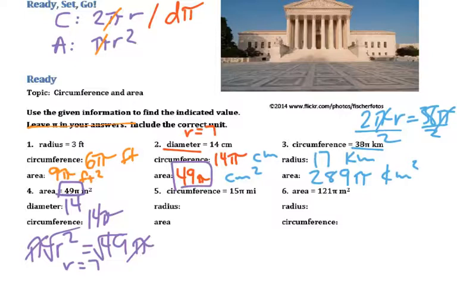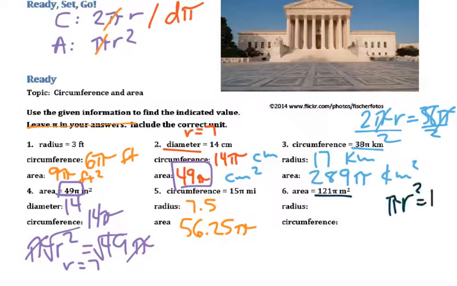Now the circumference is 15 pi. So the radius would be half of 15, which would be 7.5. So the area would be 7.5 squared, or 56.25 pi. The last one, area of 121 pi. So pi r squared equals 121 pi. Cancel out the pi's, take the square root. The square root of 121 is 11 for the radius. Circumference would be 22 pi.